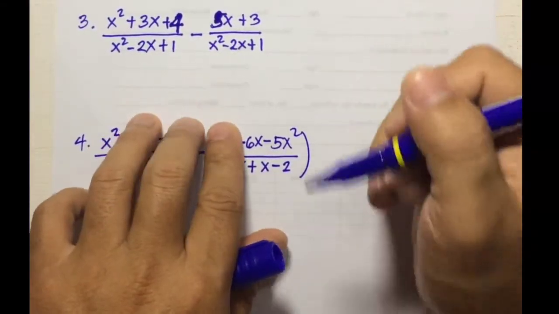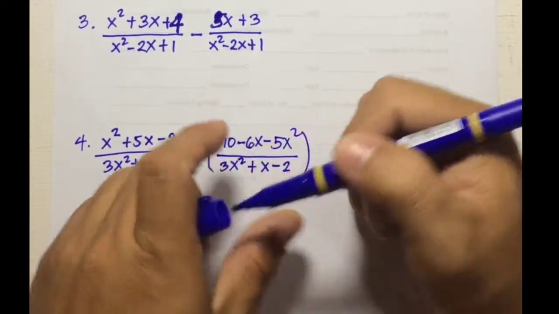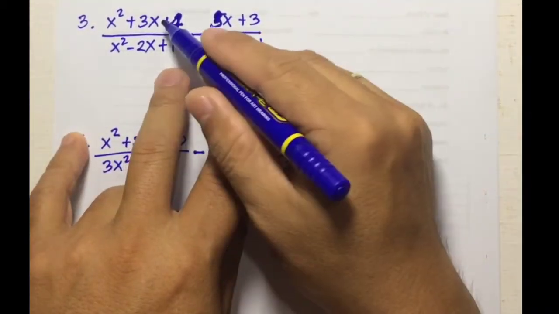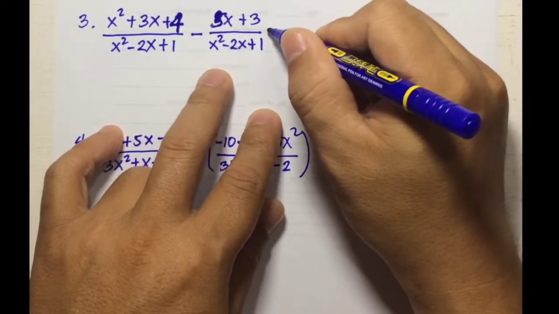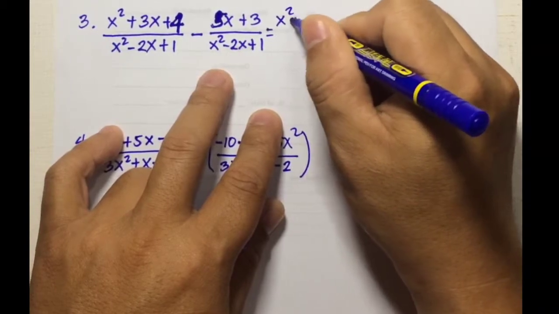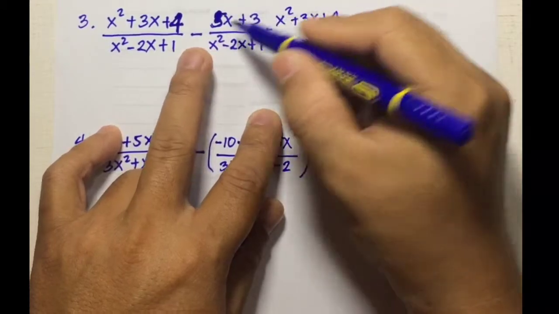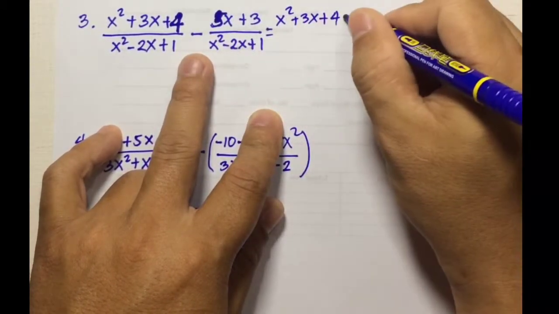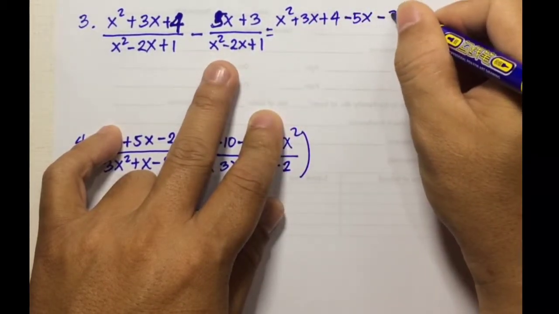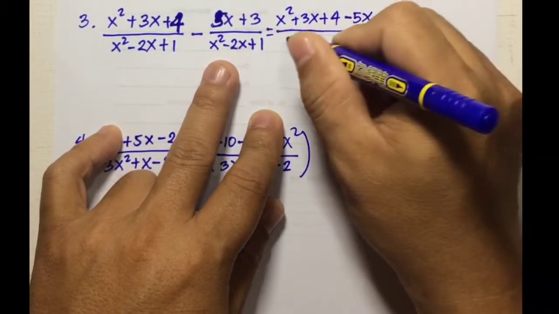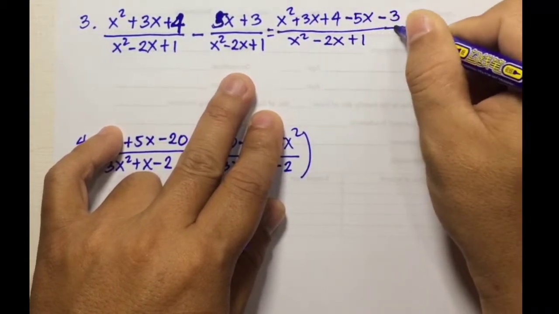Number 3, (x squared plus 3x plus 4) over (x squared minus 2x plus 1) minus (5x plus 3) over (x squared minus 2x plus 1). So we're going to subtract the numerators and copy the denominator. So we're going to have here x squared plus 3x plus 4, then minus (5x plus 3). So 5x here will become negative 5x, then 3 here will become negative 3. This is over x squared minus 2x plus 1.